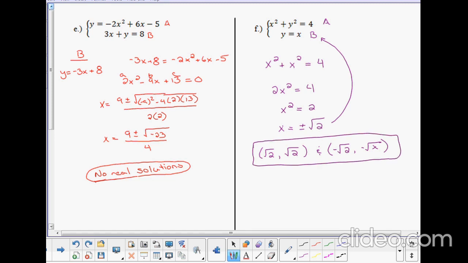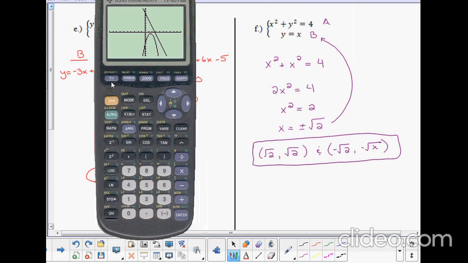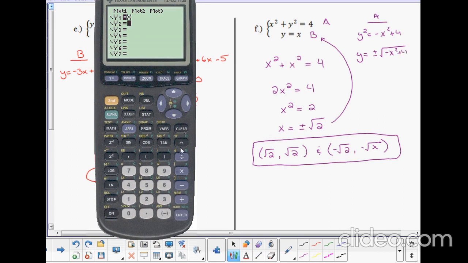Now, if I wanted to graph these, y equals x is prepared to graph. On the other one, I would have to rewrite equation A. And so that would be y squared equal to negative x squared plus 4. And that would give me plus or minus the square root of negative x squared plus 4. So I could input both of those into my calculator: the positive root of negative x squared plus 4 and the negative root of negative x squared plus 4.